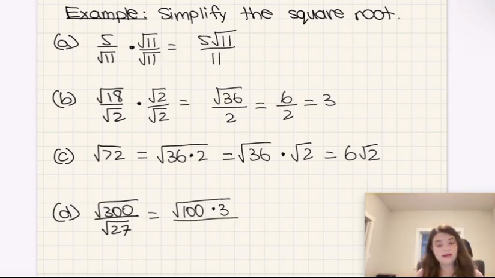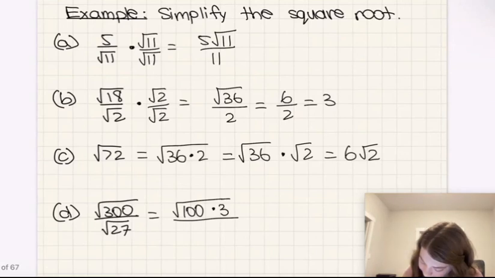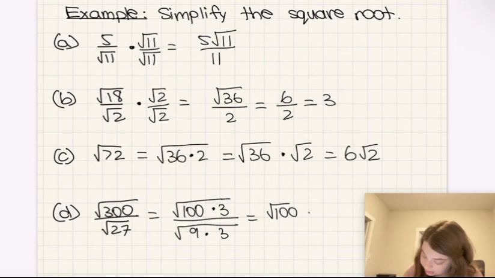And then what about 27? Well, 9 times 3 is 27. So we have root 9 times 3. And then we have 100, right? Root 100 times root 3 over root 9 times root 3.